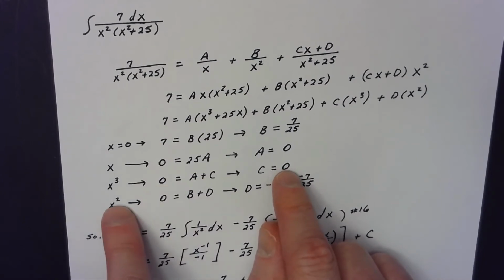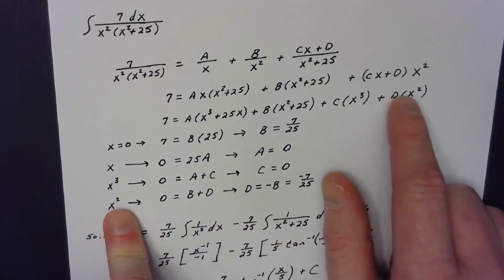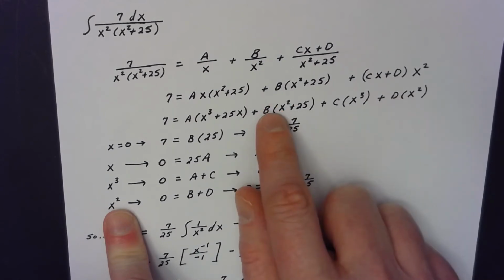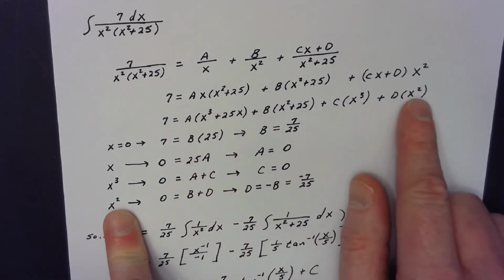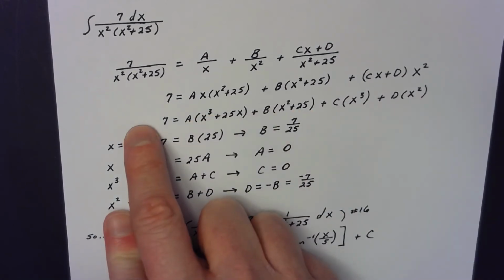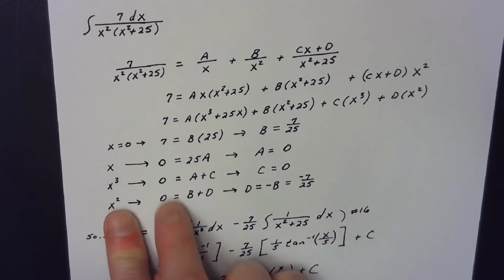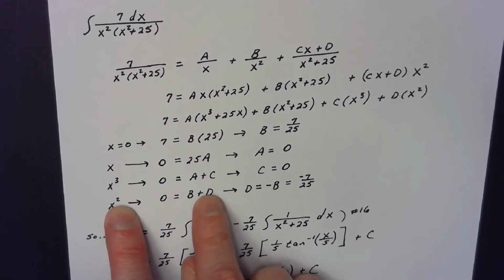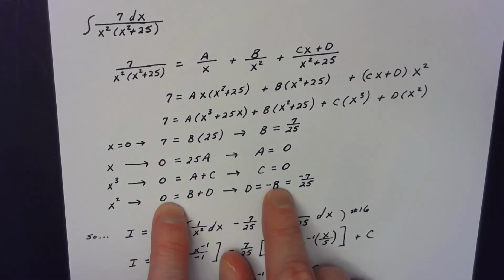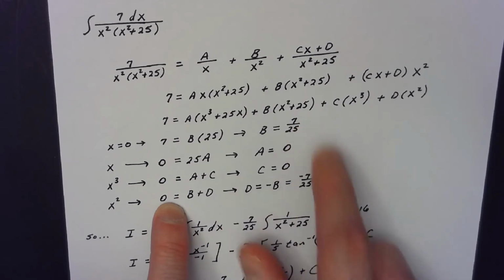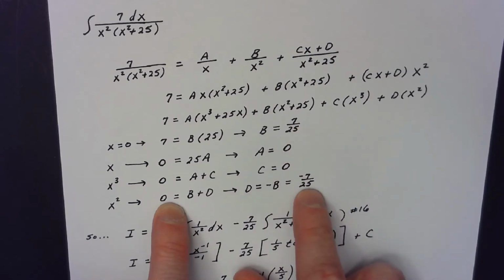For the last term here, in order to determine D, I said, well, I know that B and D would be my only coefficients of x squared on the right-hand side. You look on the left-hand side, yet again, the coefficient of x squared is supposed to be 0. Well, that tells me that B plus D must equal 0. Then that means D has to be the negative of B. And I know B is 7/25, so D has to be the negative of 7/25.